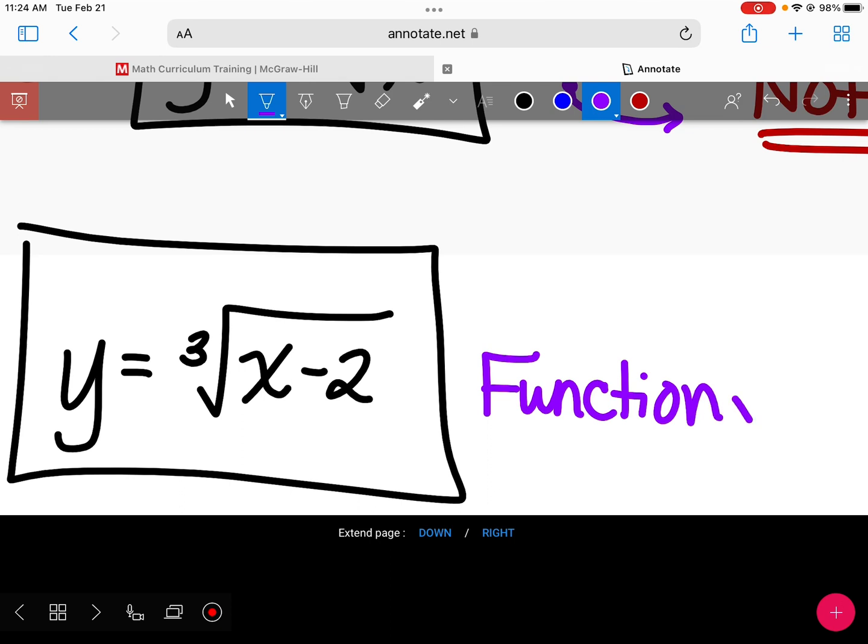I don't have the plus minus on this one because it was an odd index. If it's an even index, we're going to get the plus minus, and it won't be a function. If it is an odd index, I don't have a plus minus, and so it would be a function.